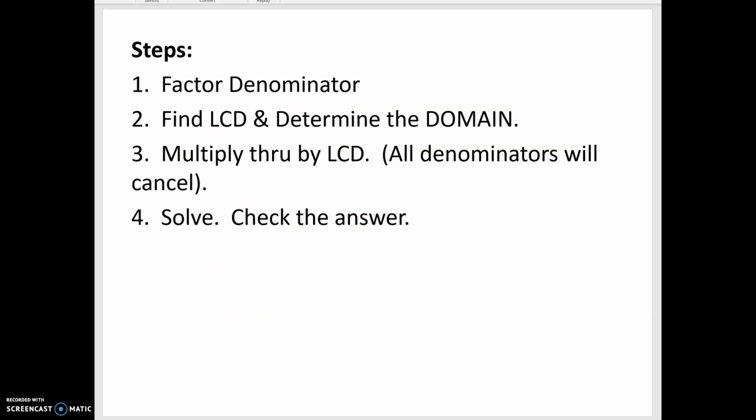The next type of problem is going to be a little more complicated. So we're going to factor our denominators. We're going to find the least common denominator. You guys have been practicing this for a while, and determine the domain. So maybe where x can't be a certain number. Okay, remember, we can't have any zeros in our denominator. Then we're going to multiply through by the least common denominator so that all denominators will cancel. We're going to solve it, and we're going to check our answers.